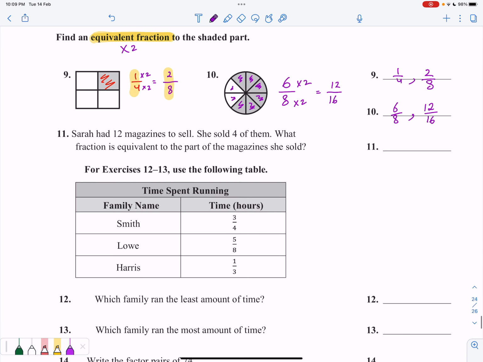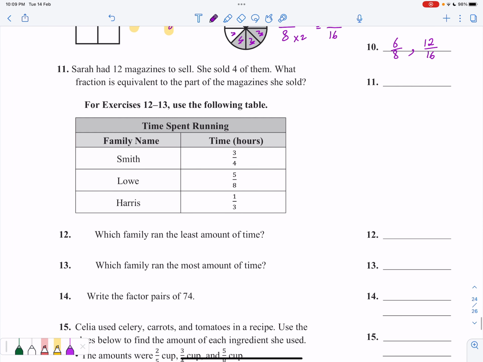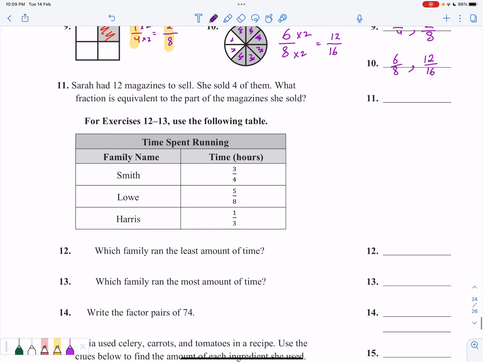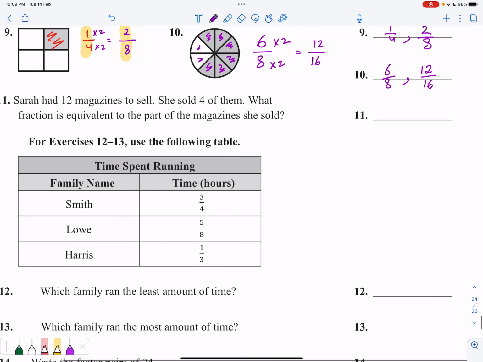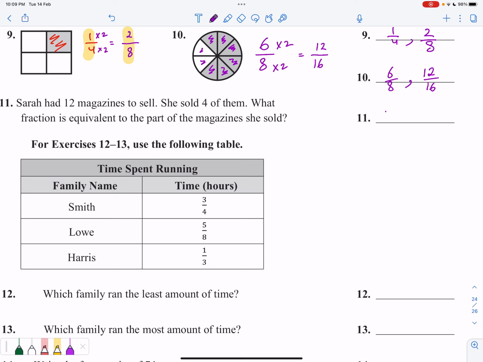Let's see question 11. Sarah had 12 magazines to sell. She sold 4 of them. What fraction is equivalent to the part of the magazines she sold? So we want to write a fraction, then we will write any equivalent fraction that we can make it. So she sold 4 magazines out of 12 magazines, right?